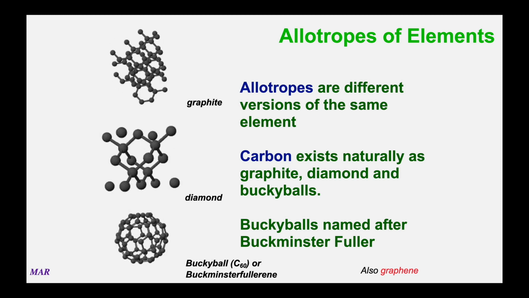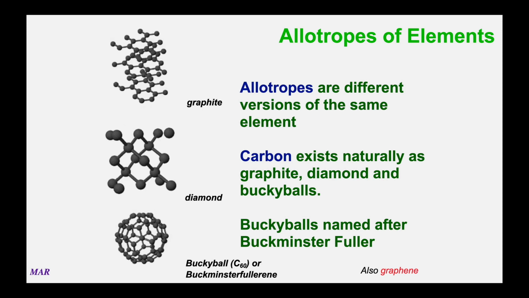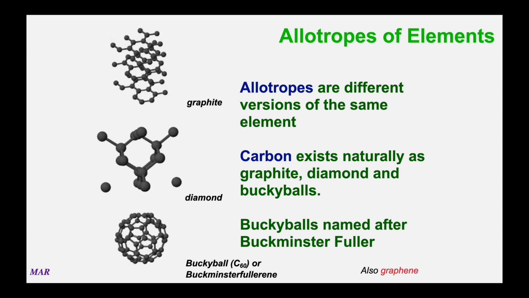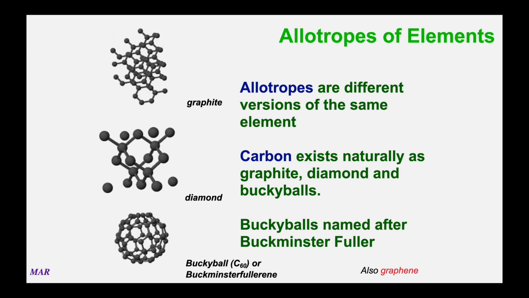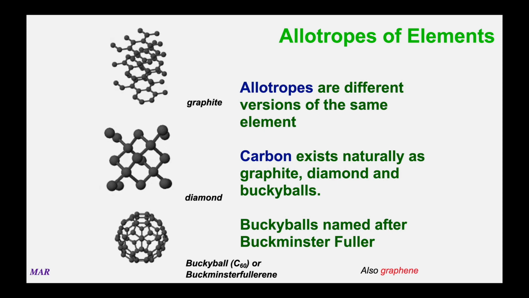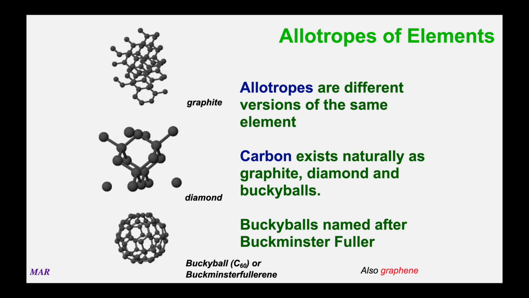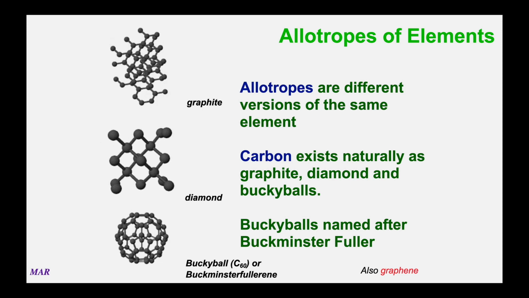Now, the one on the bottom is a relatively newer player. It's called Buckyball. The official name is Buckminster fullerene. Long story behind that. But anyway, that's the C60 thing. That's a third version, a third allotrope of carbon, all right? And it's really cool. Buckminster fullerene was named after this guy named Buckminster Fuller, who's really interesting.